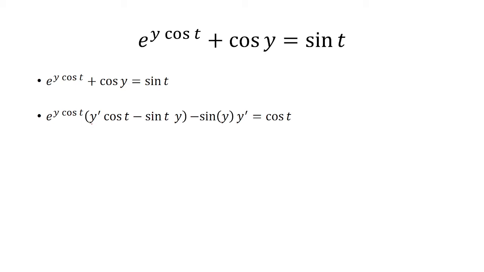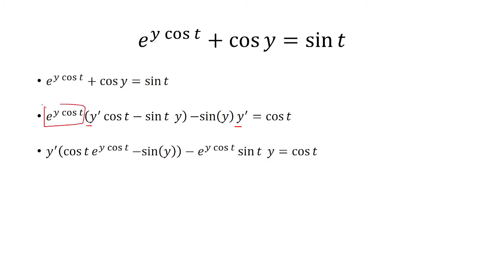At this point, we notice that there's two y primes, so that's what we want to solve for. So why don't we factor that out? So y prime is being multiplied by e to the y cosine of t times cosine of t. So that's this one. And then it's being also multiplied by negative sine of y. What's left is e to the y cosine of t times negative sine t times y, which is this expression. And that's going to equal cosine of t.